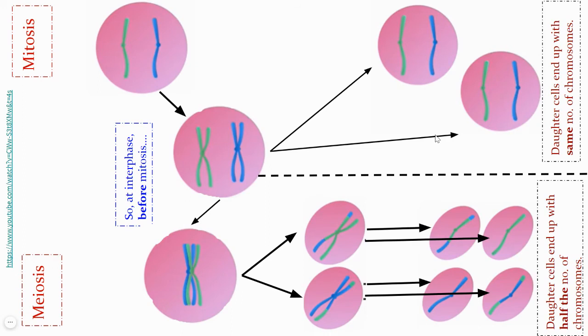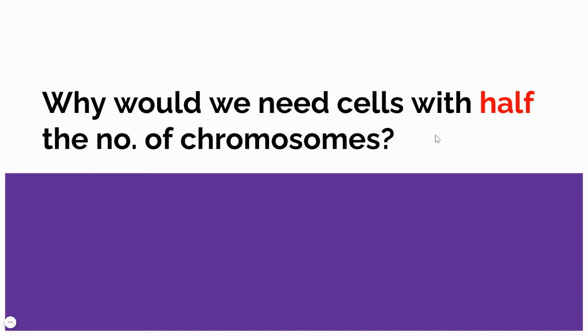So in the end of meiosis, the main observation is that as compared to the parent cell, the daughter cells will have half the number of chromosomes, and these chromosomes are not exactly identical to the parent. They have some variations in them. Now the question is, why will organisms like us and other plants and animals need such cells which have half the number of chromosomes? So let's understand that first.